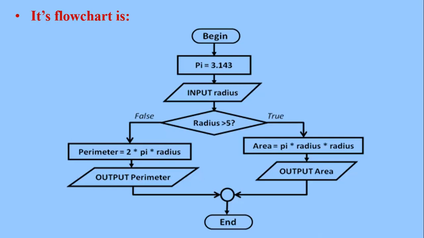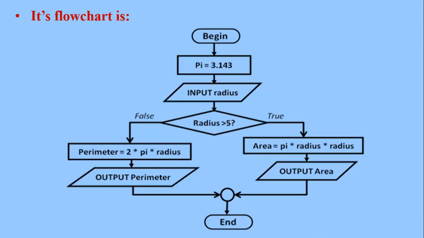Otherwise, if radius is less than 5, that means is radius greater than 5? No. False. Calculate perimeter by multiplying the content of radius times the content of pi times 2. And the result, assign it to the memory location called perimeter. Then pick the memory location called perimeter and display it on the screen. Output perimeter. End the program.